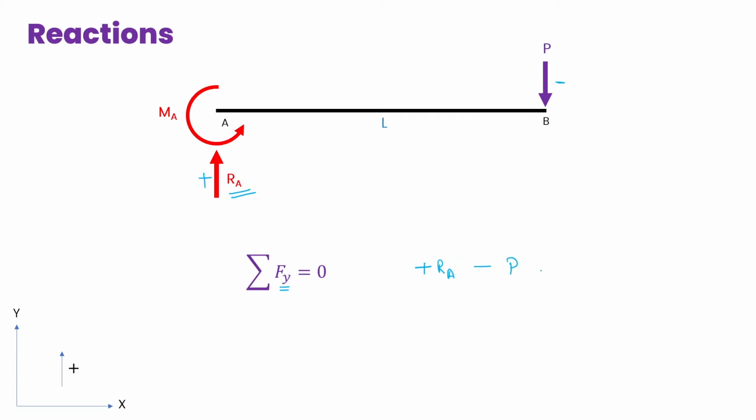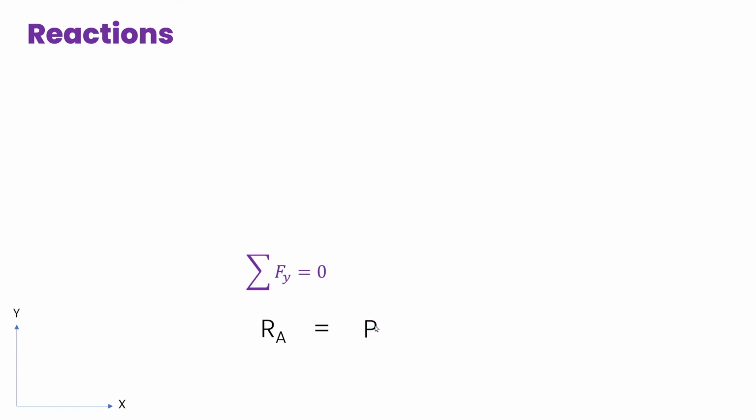So these are all the forces which we have, and this should equate to 0. If we solve this, we get P equals Ra. So this is what we ultimately end up with. Ra becomes P. So this Ra is equal to P, and if it is, this structure will not be moving up and down. So this is what we get.